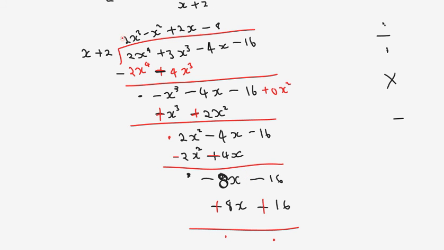So this is our answer. Chloe, your answer is 2x cubed minus x squared plus 2x minus 8. This is your length, Chloe.